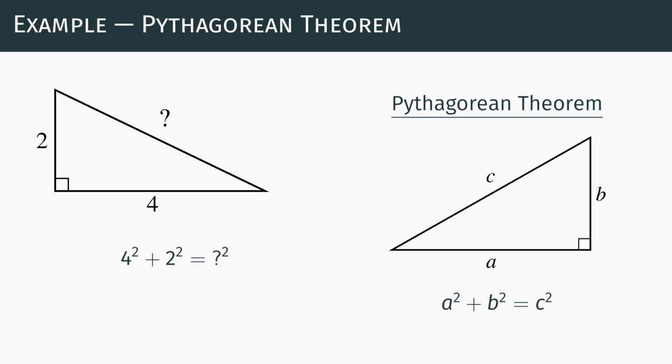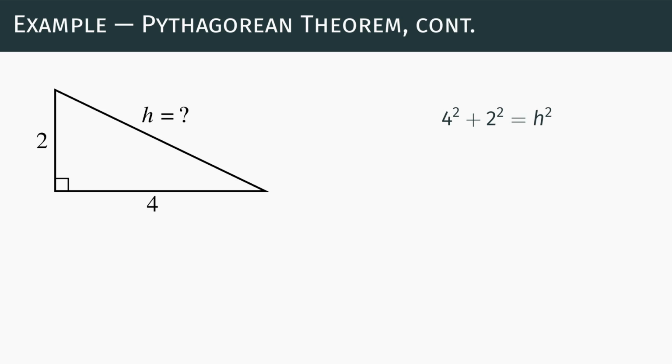Now, a question mark is a little weird to work with, so let's swap it out for a variable. Let's call it h for the hypotenuse, the side we're trying to figure out. So we have 4 squared plus 2 squared equals h squared. From this point, it's basically just simple algebra. 4 squared is 16, 2 squared is 4, so 16 plus 4 gives us 20 equals h squared. We can take the square root of both sides to get h. So that's root 20 equals h.